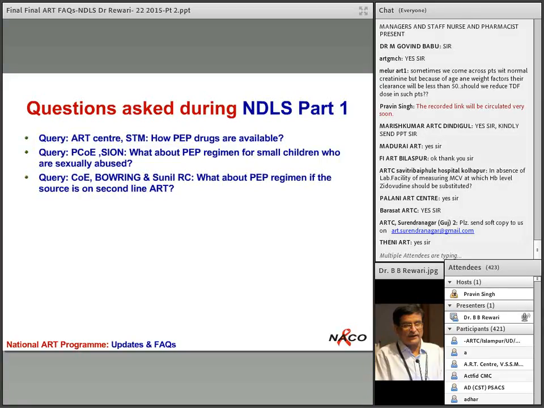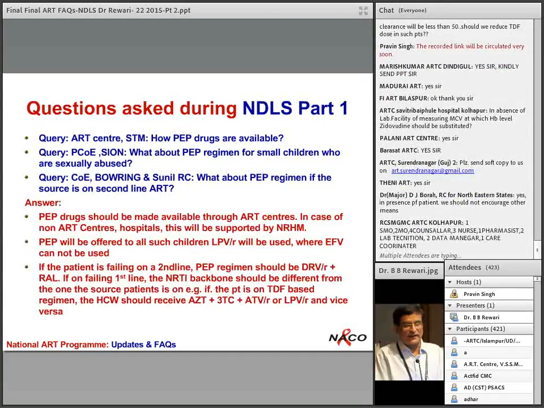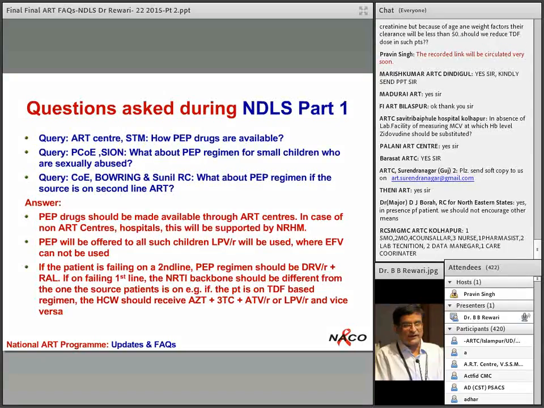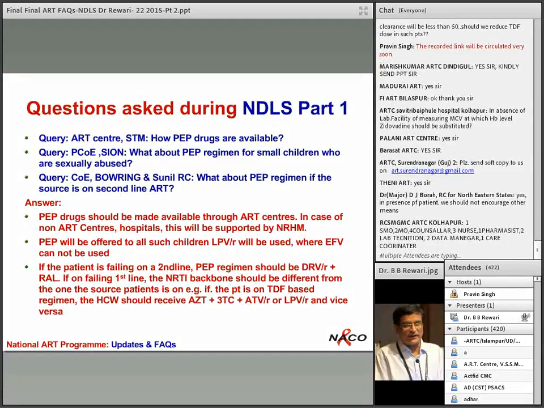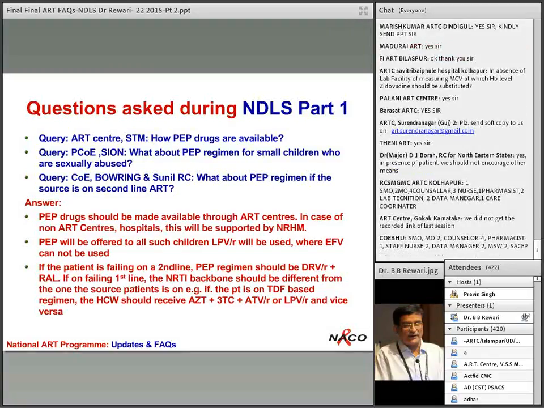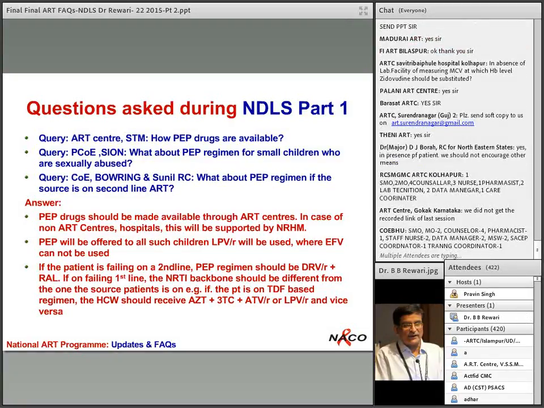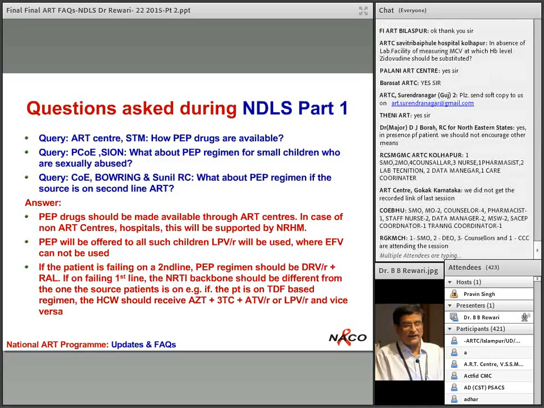Okay, now there was a question about PEP and PEP regimen if the source is on second line. PEP drugs have to be made available through ART centers. In case of hospitals which do not have ART centers, this will be supported by NRHM, for which a circular was sent long back. PEP should be offered to all children where it is required. If they are sexually abused, it will be a lopinavir-ritonavir based therapy if efavirenz cannot be used if children are smaller.